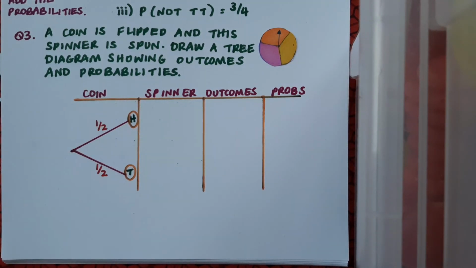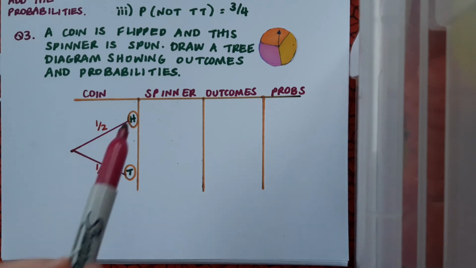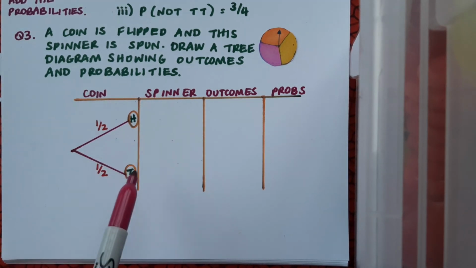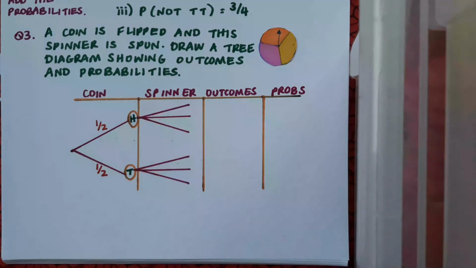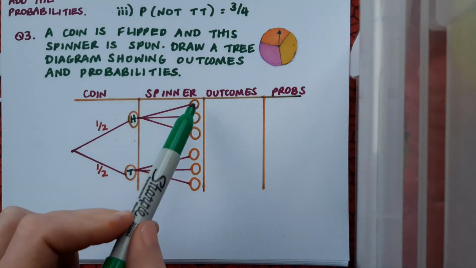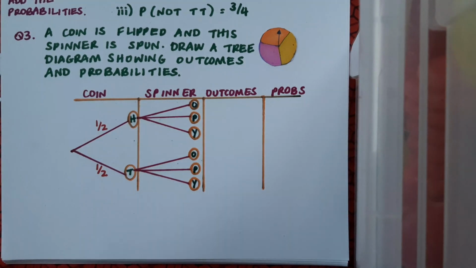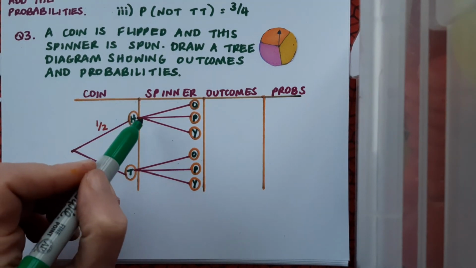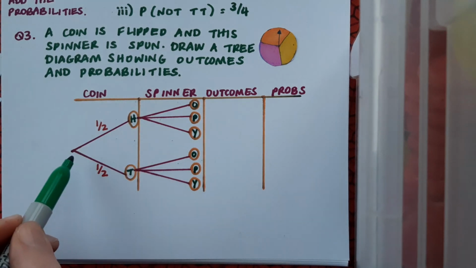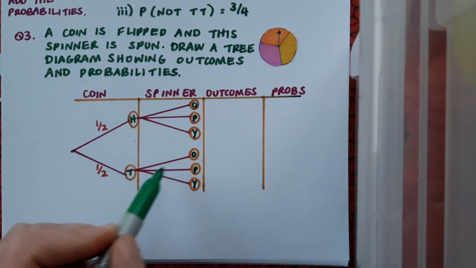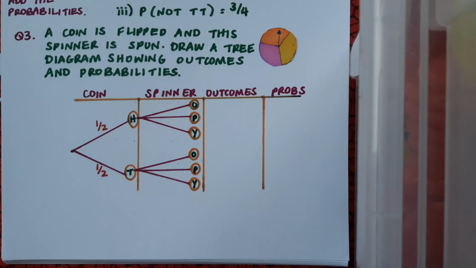Next, I move into the spinner column. Now, notice how there are 3 outcomes that are possible for the spinner. So that means that I should have 3 branches coming out of heads and 3 branches coming out of tails. And again, a bubble at the end of each of these, and then the outcome noted in the bubble. And of course, if I got heads the first time and I spin the spinner, I can get orange, pink and yellow. And the same thing happens if I got tails the first time. I can still spin the spinner and get orange, pink or yellow.